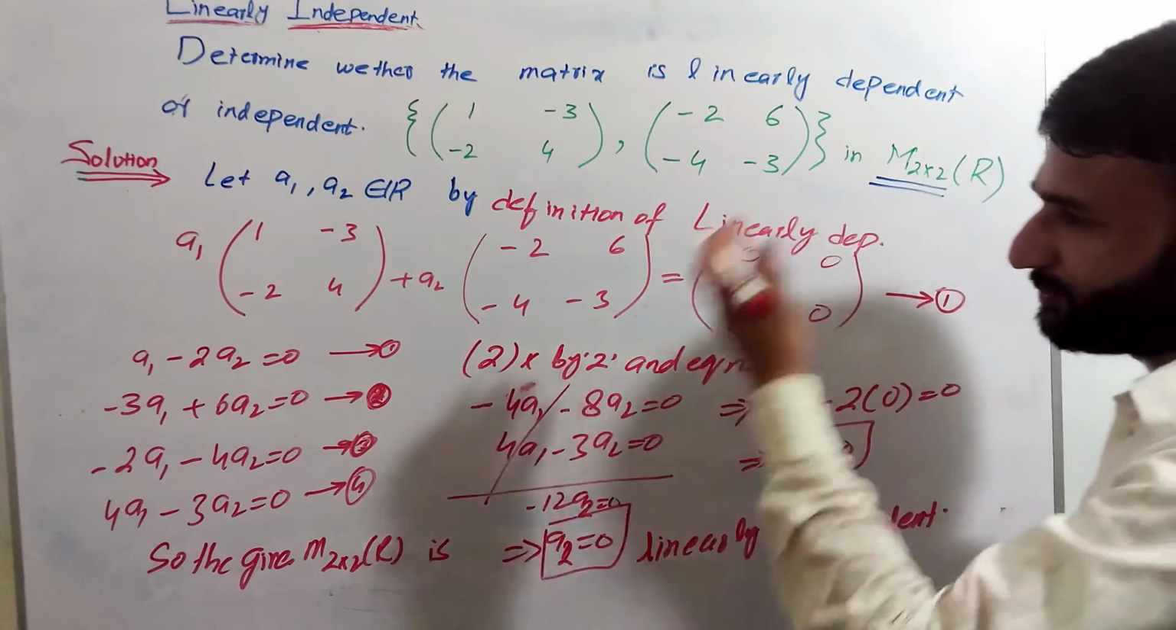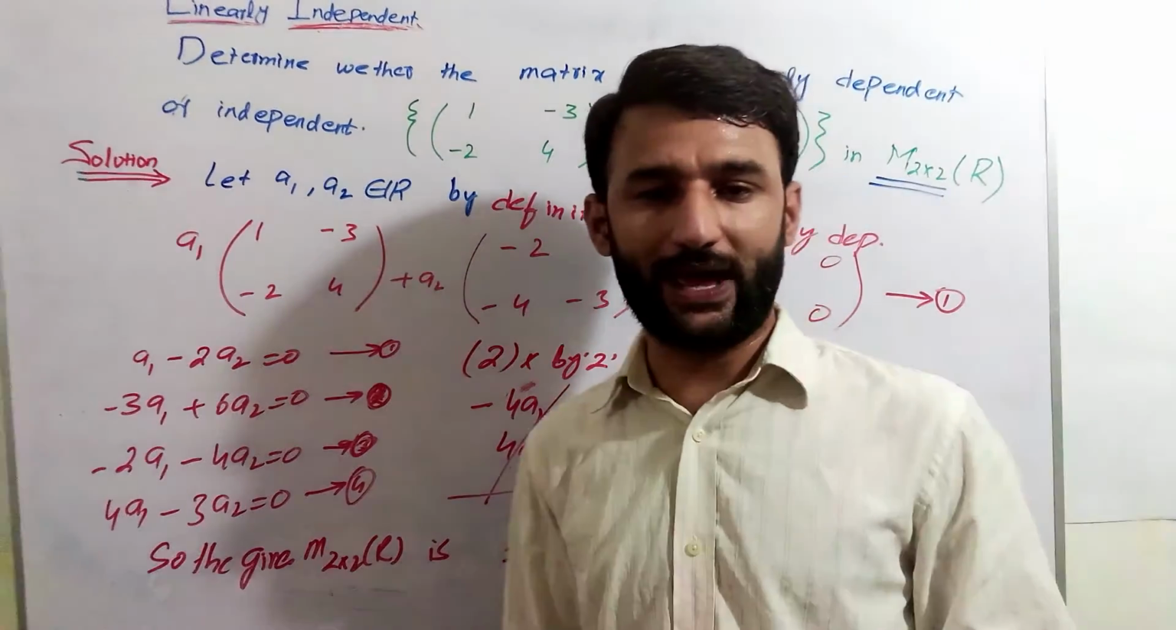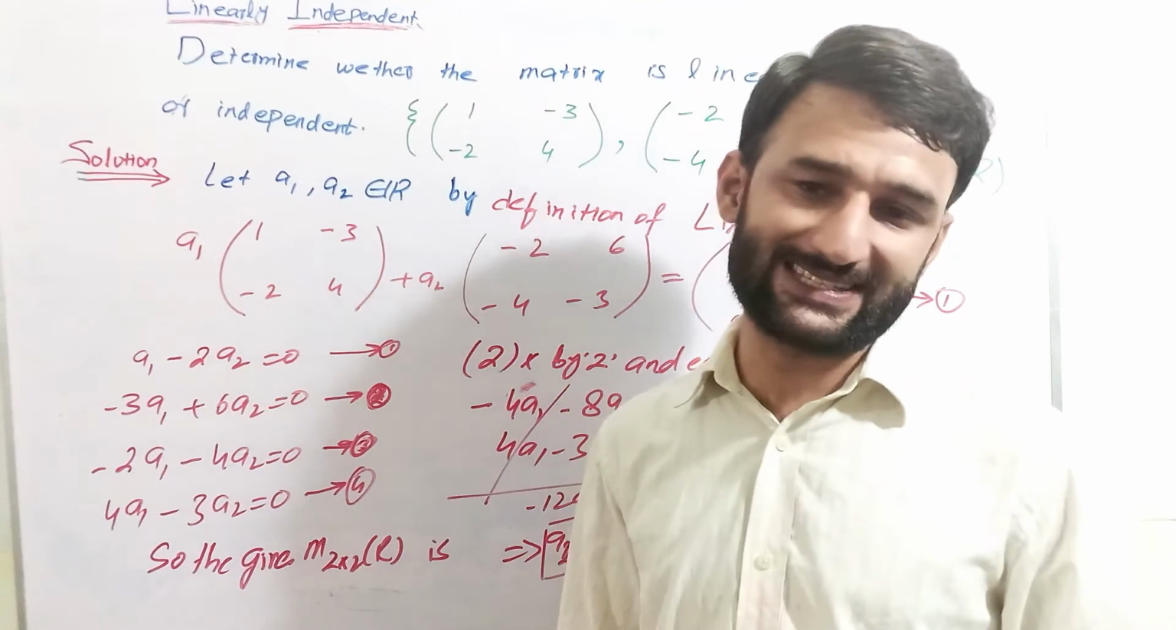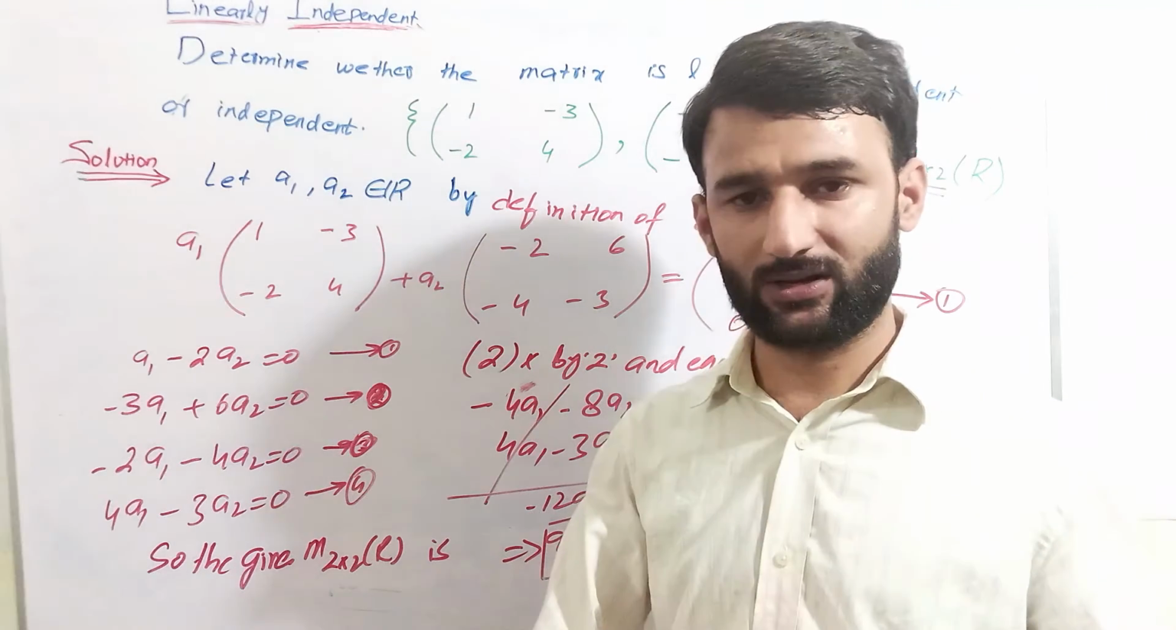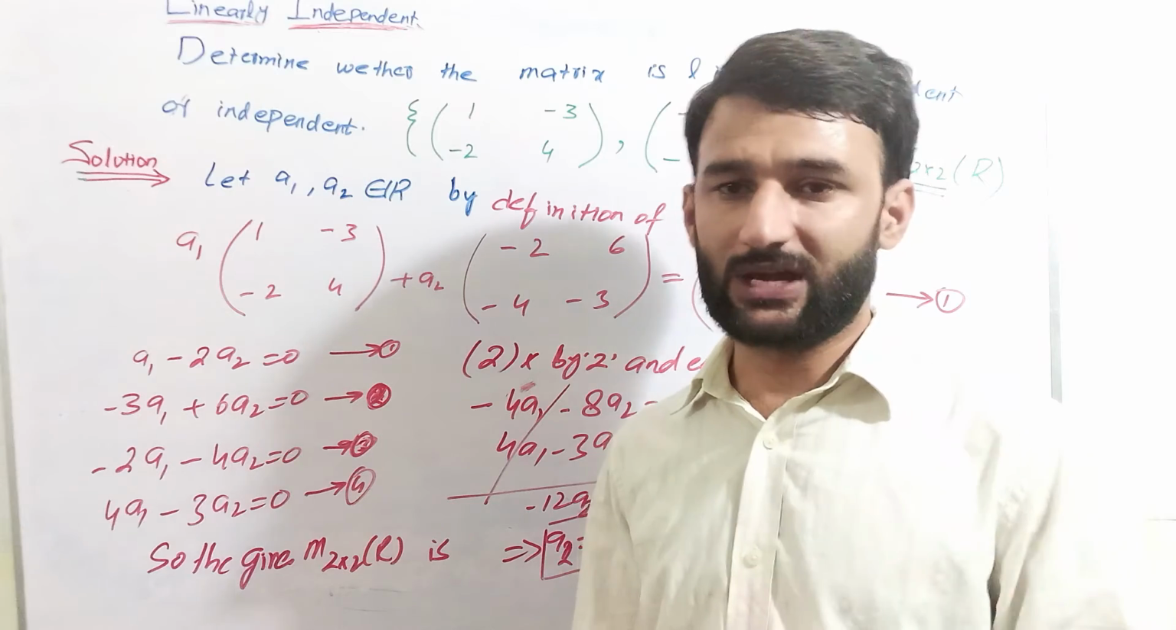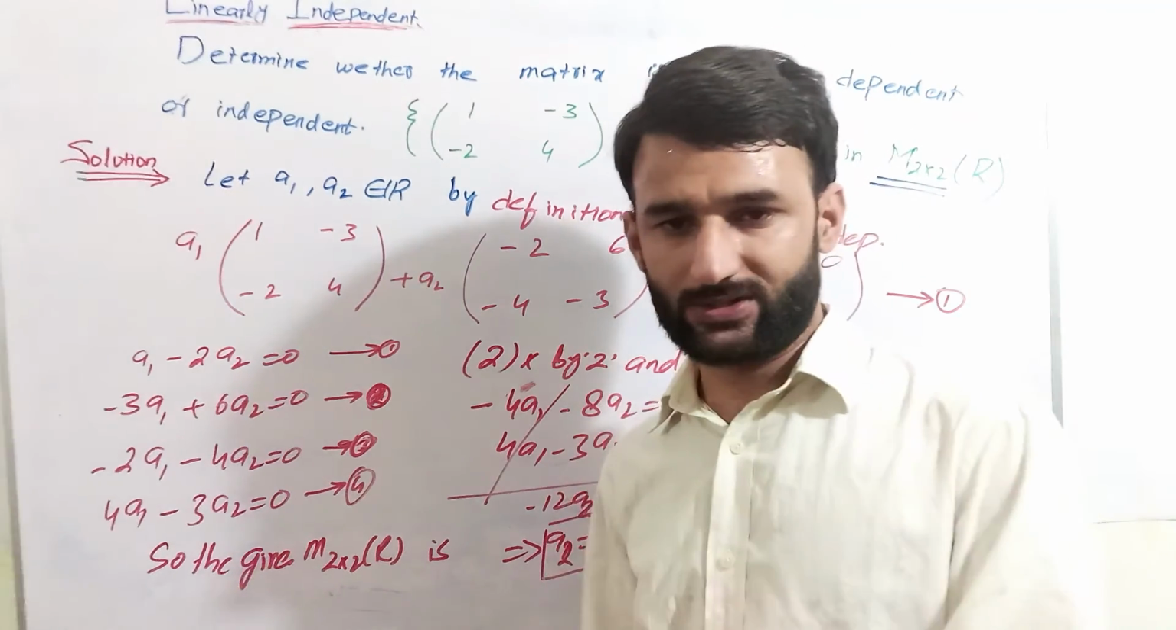So this is the basic procedure. You can prove for any set of matrices of 2 cross 2, 3 cross 3, n cross n. We can easily prove whether the set is linearly dependent or not.